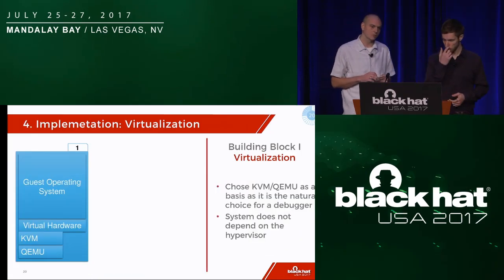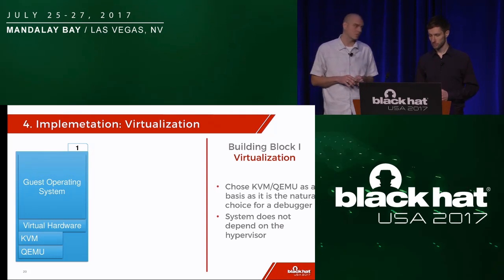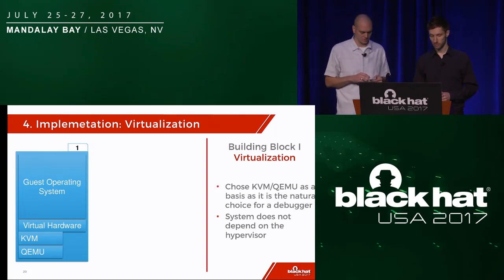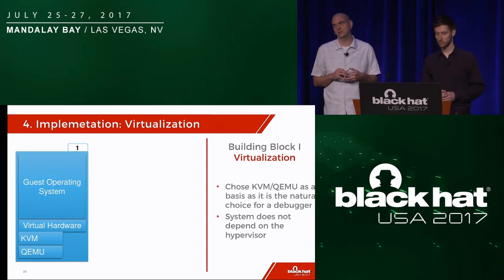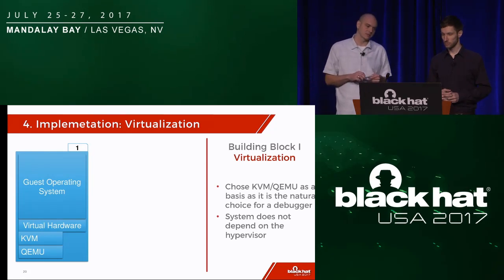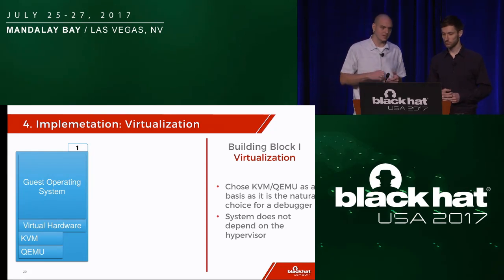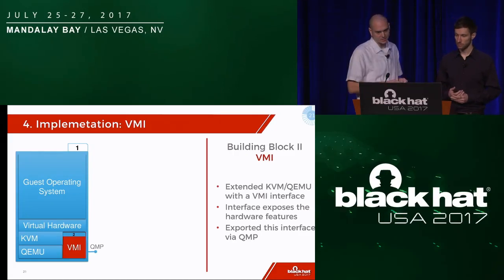So for our virtualization component, we went with QEMU KVM. It's actively developed, it's well maintained, it's also easy to install and use. So for us, it was really the natural choice. But that said, there's really no dependency per se on QEMU KVM. All the changes that we made, you could apply to any other hypervisor that supports hardware virtualization, and then simply plug the rest of the system into that. So in the next slide, we'll look at some of those changes in the form of the VMI component.